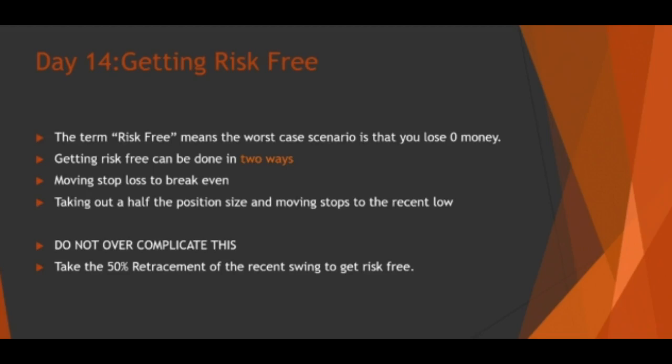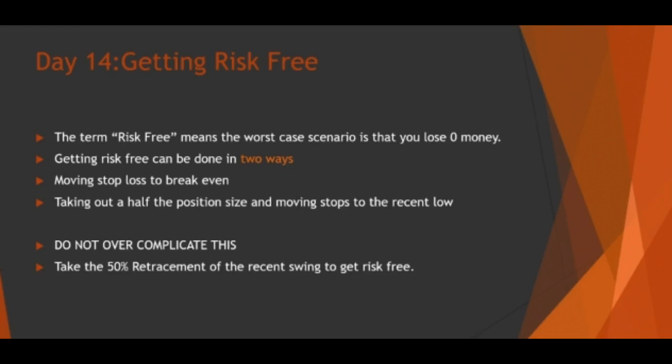Number one is, of course, moving stop to break even, which is moving your stop to entry. So say if you were trading gold and you're entering at 1300, it would be moving your stop loss level to 1300 while your trade rises in profit. Or taking out half the position and moving stops to the recent low. If you do this, you move your stops to the recent low, not necessarily where you entered, but you take out half or partial of your position. Either way is equally effective.